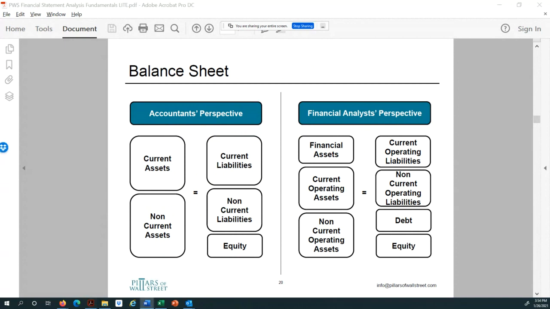Now, next slide here. On the balance sheet, we contrast the difference between a balance sheet from an accountant's perspective and that of a corporate finance professional. On the left side, we break out assets and liabilities into current and non-current. On the right side, it's a bit different. We break out things into financial versus operating. Remember, as corporate finance professionals, we care about the operating elements of a firm, because ultimately, the value of a firm is driven by operations, not financial components.